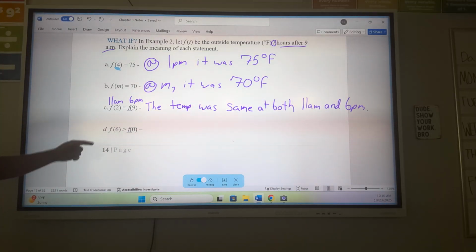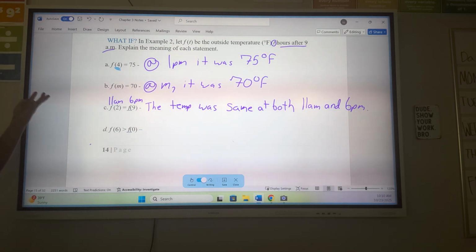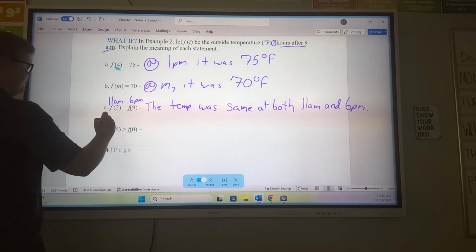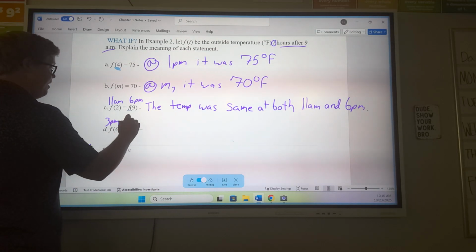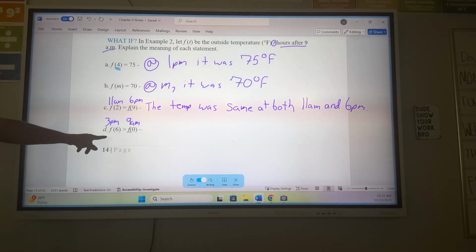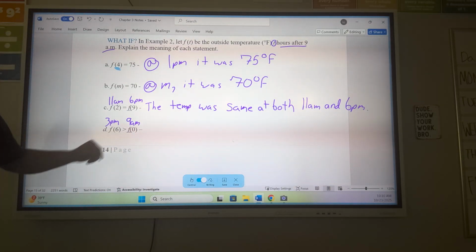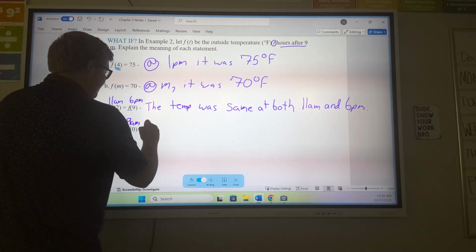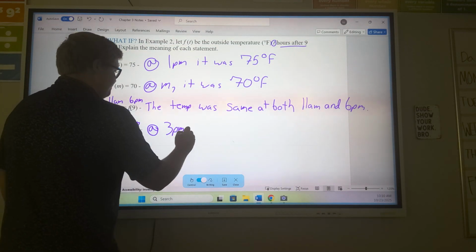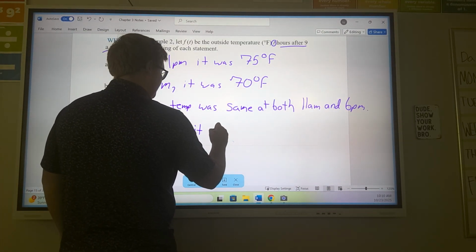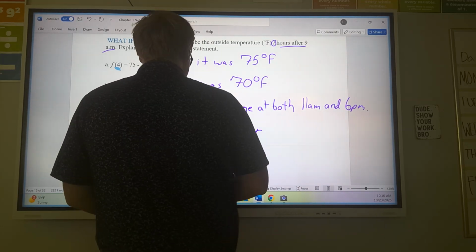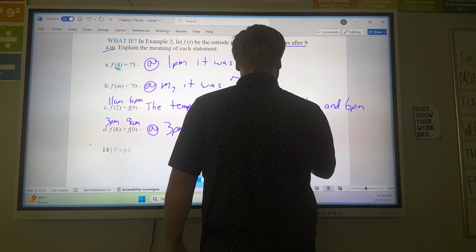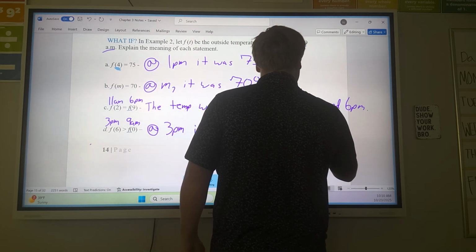Okay, now we go here. 6 hours after 9 a.m. Well, 9, 10, 11, 12, 1, 2, 3. So this is 3 p.m. 0 hours after is still 9 a.m. So this tells us at 3 p.m. it was warmer than it was at 9 a.m. So at 3 p.m., I'm going to say hotter. At 3 p.m. it was hotter than at 9 a.m.